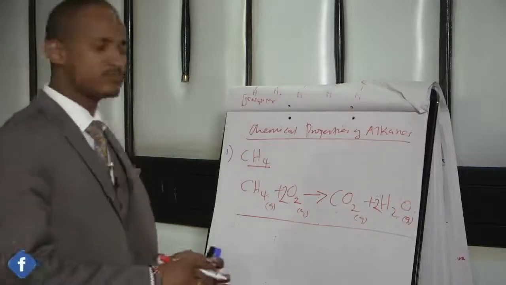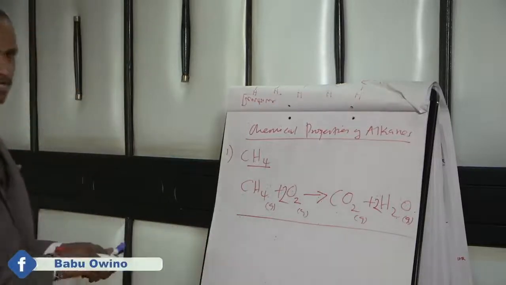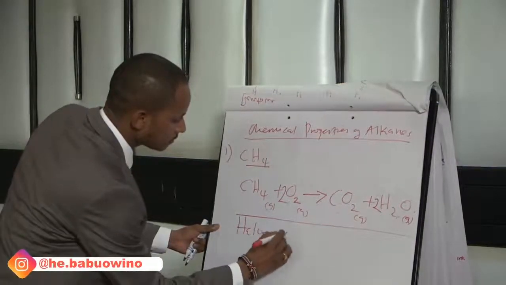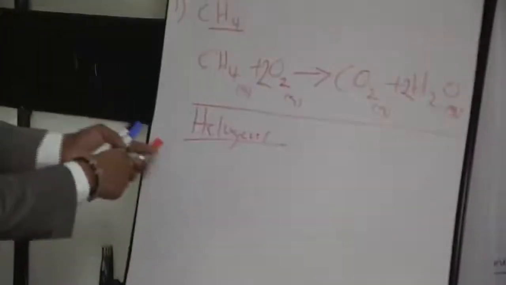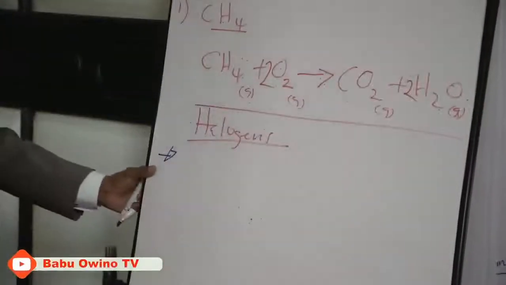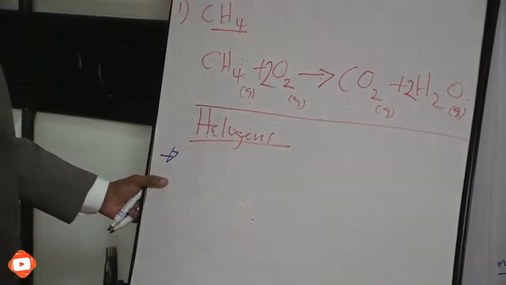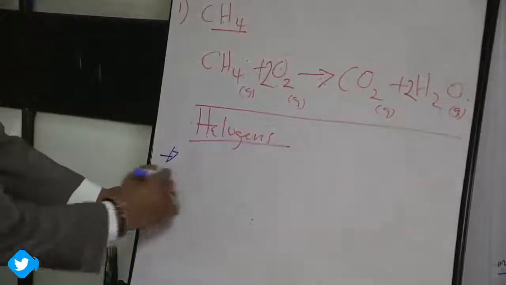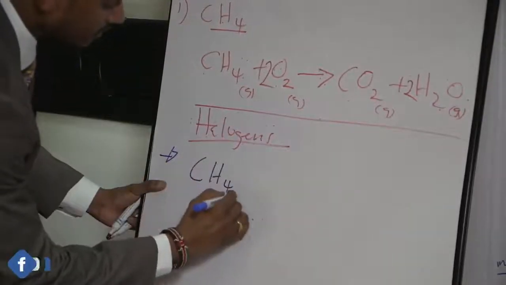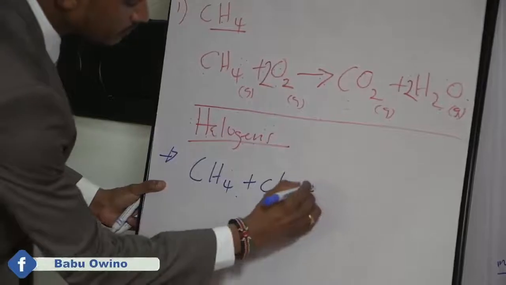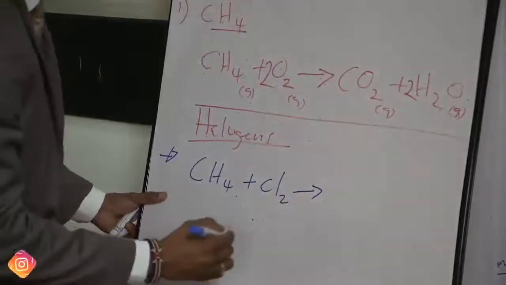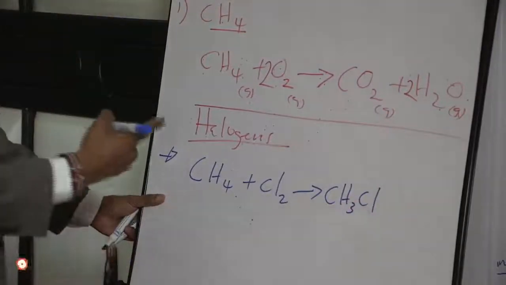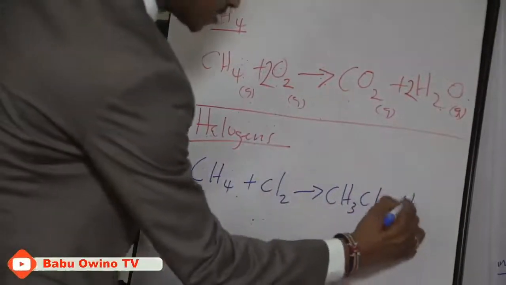Then we want to see reactions with halogens. The last one, last but not least, reactions with halogens. Alkanes react with halogens by substitution reaction. So if we have methane, you react with chlorine, you will get CH3Cl plus HCl.